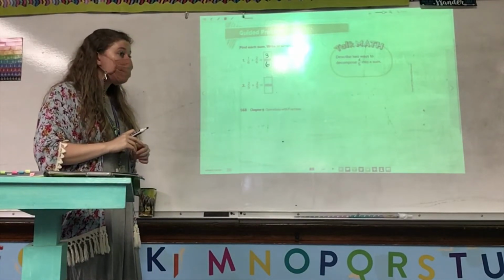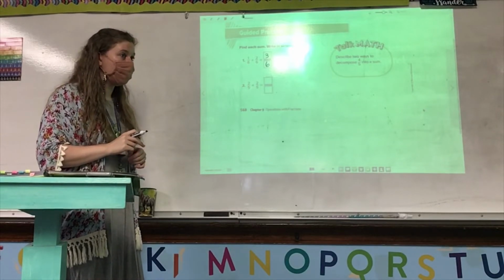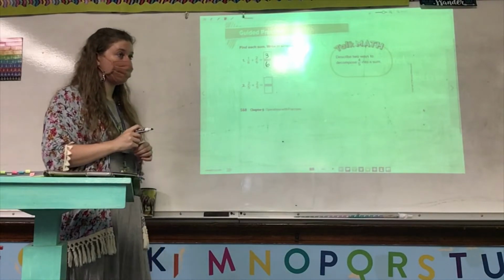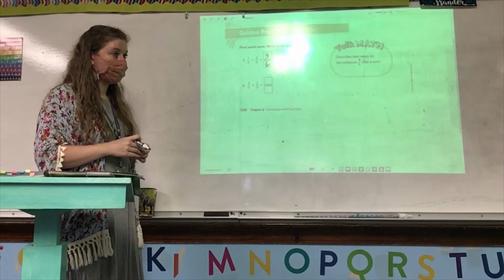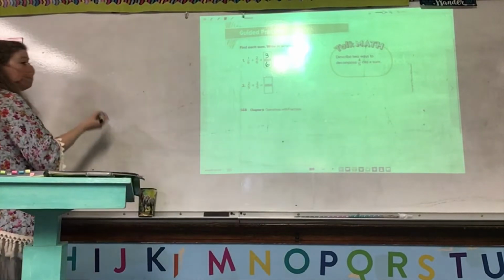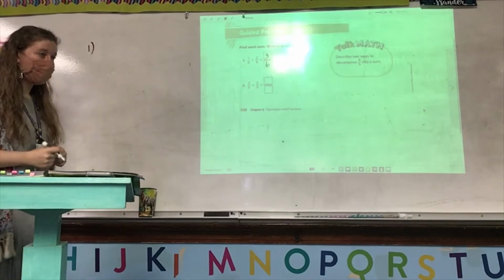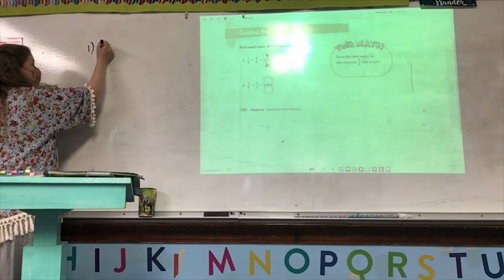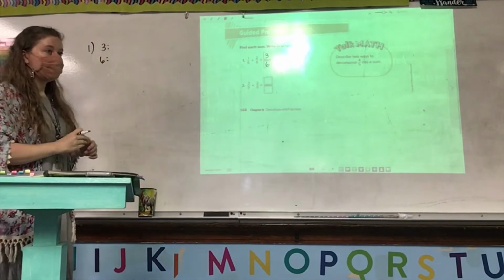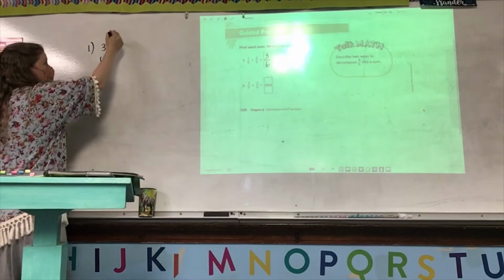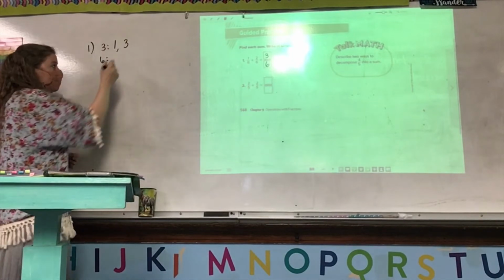Now, next step, see if it's in simplest form. 3/6. Are those both prime numbers? No. So we need to go to our separate sheet of paper, write number 1, and then list the factors of 3 and 6. Zadie, what are the factors of 3? 1 and 3. What are the factors of 6?